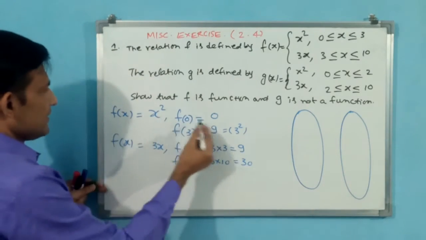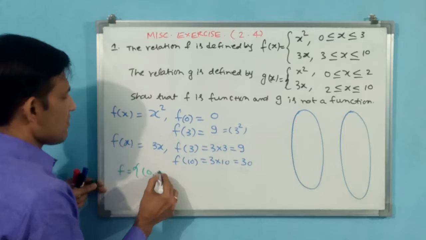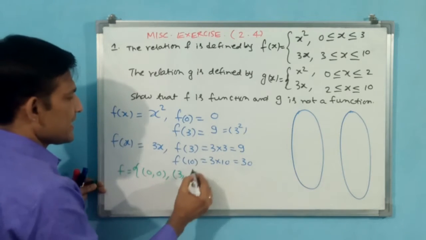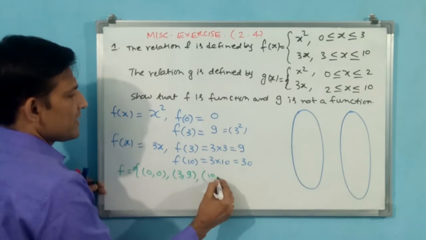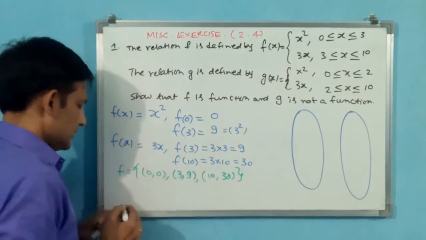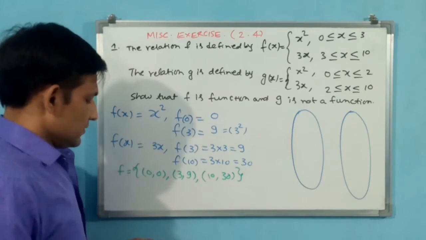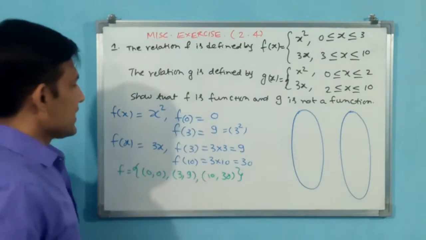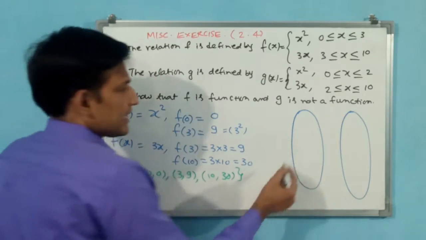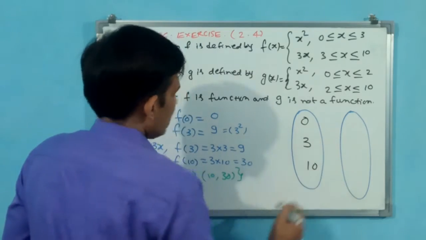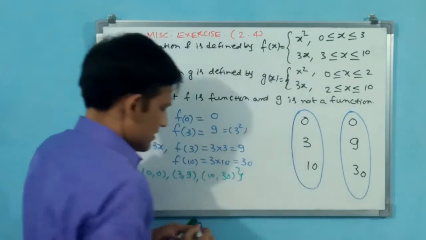Now let us write this. When we have given 0, 0 has come. When we have given 3, 9 has come, you need not write it twice. And when we have given 10, 30 has come. Now let us draw the arrow diagram. We have got these elements: x coordinates 0, 3, 10 and y coordinates 0, 9, 30.